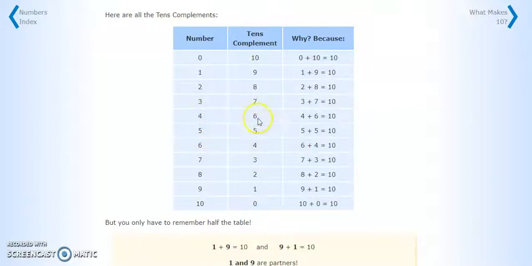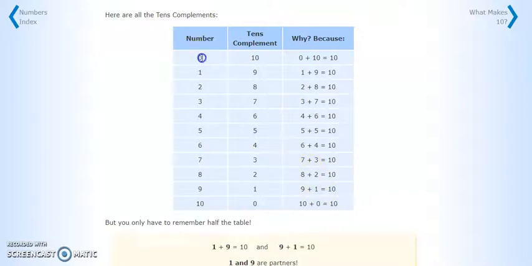Then we have 4 and 6, which is 4 plus 6 equals 10. 5 plus 5 equals 10. Now, do you notice a pattern? The numbers kind of switch. So it was 4 plus 6, but now it's 6 plus 4. And before it was 3 plus 7, but now it's 7 plus 3 equals 10. 2 plus 8 equals 10. 8 plus 2 equals 10. 1 plus 9 equals 10. 9 plus 1 equals 10. And of course, 10 plus 0 equals 10.